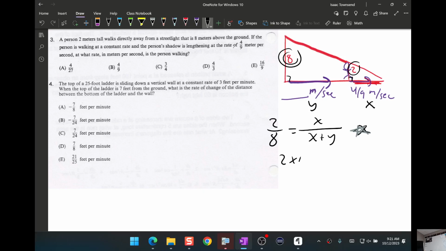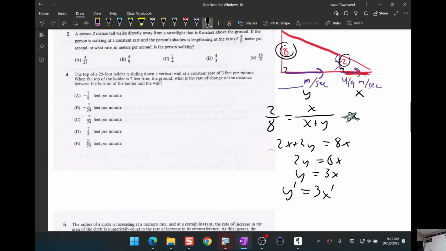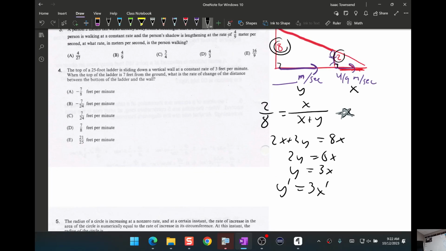Then if you were to cross multiply, combine some like terms, basically just simplify it a little bit, but we knew at some point we were going to need to take the derivative. So the derivative of y with respect to t, the derivative of 3x with respect to t. They gave me that x prime is 4/9, and they wanted me to find y prime, so that would end up being 4/3. Should be D.